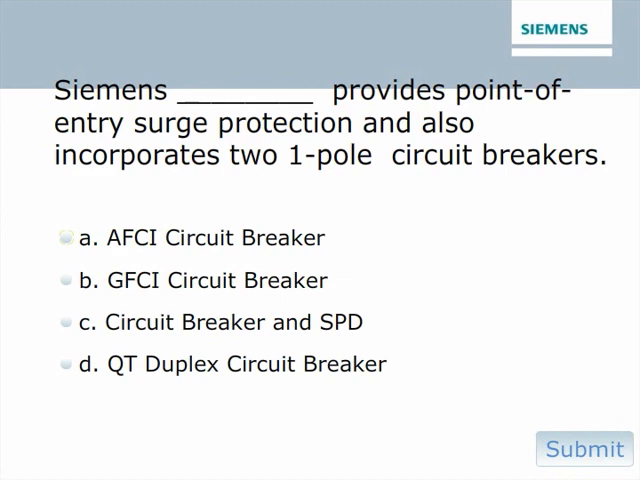Okay, last question in part 2. Siemens blank provides point of entry surge protection and also incorporates two one-pole circuit breakers. Is it A, AFCI circuit breaker, B, GFCI circuit breaker, C, circuit breaker in SPD, or D, QT duplex circuit breaker?